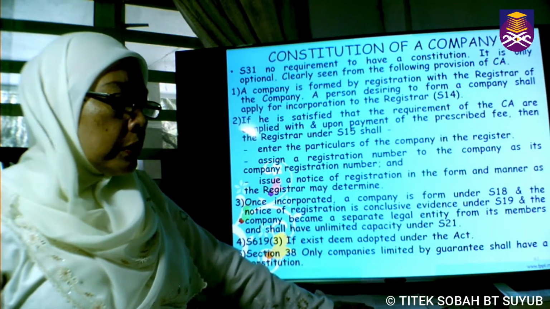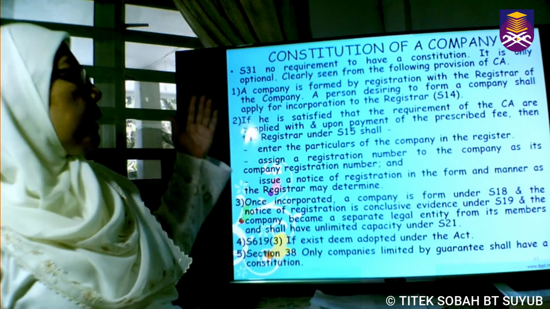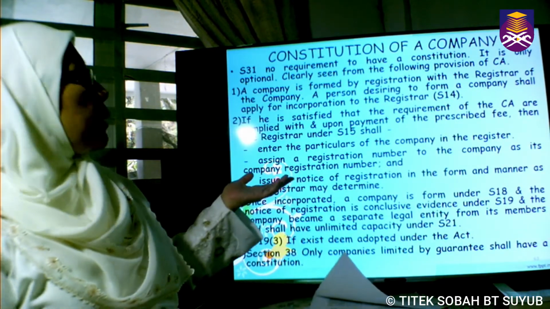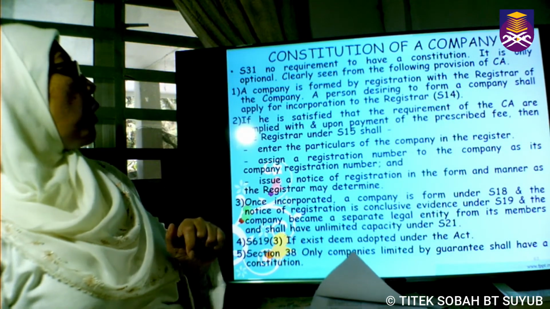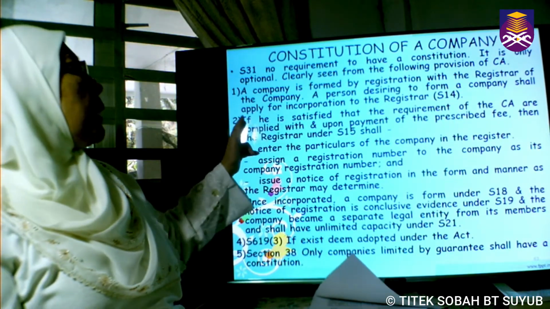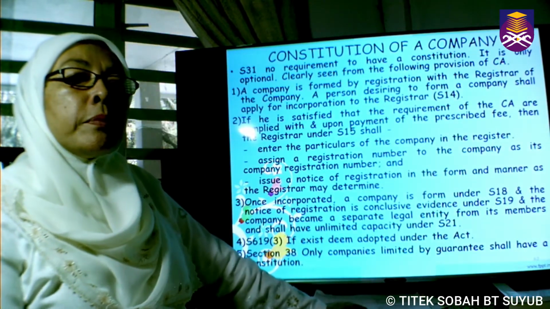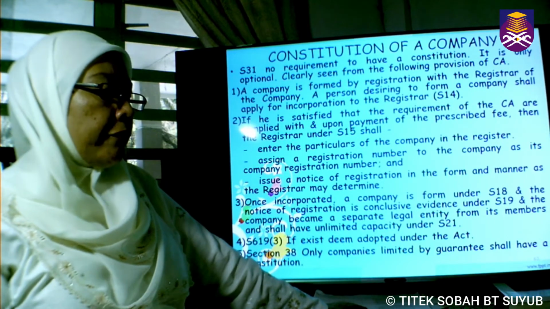If we look under section 14, number 1 I put here, this shows that there is no need to have a company constitution. Number 1 says, a company is formed by registration with the registrar of companies. A person desiring to form a company shall apply for incorporation to the registrar. This is under section 14, right? Nowhere does it say that this person has to file the constitution on behalf of the company.